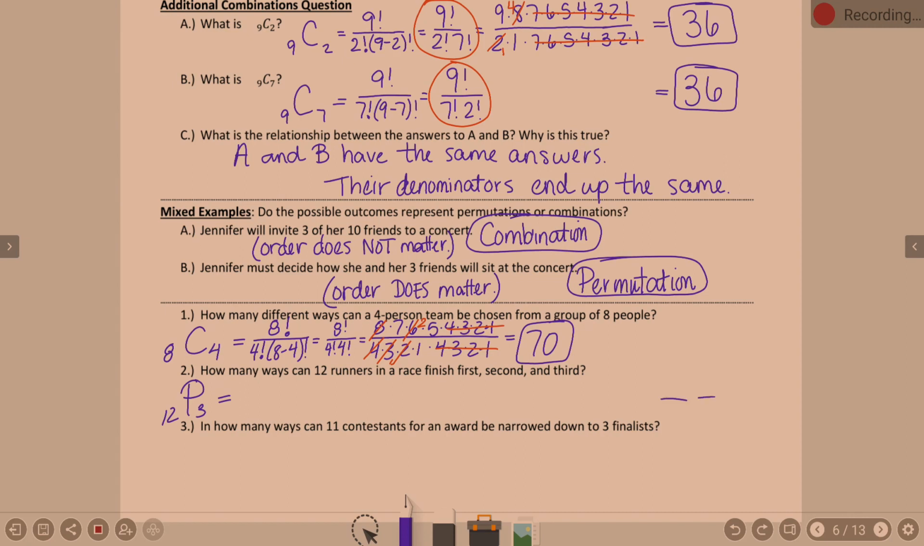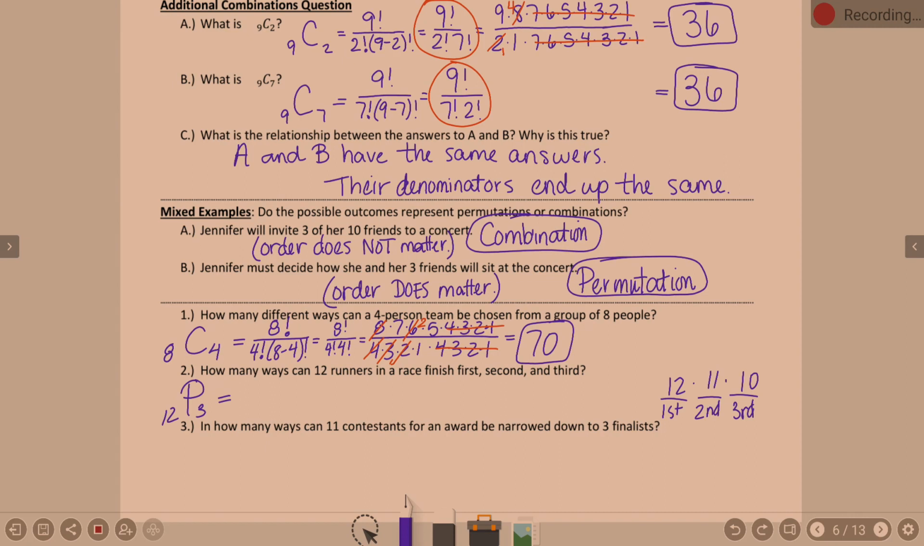How many people could have finished first? 12. Someone finishes first. How many people could finish second? 11, because someone already finished first. Someone finished first, someone finished second. How many people could finish third? 10.